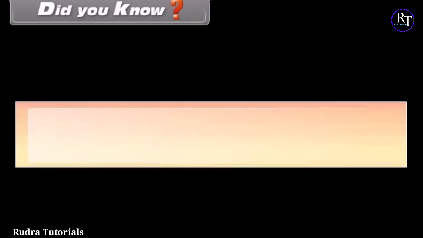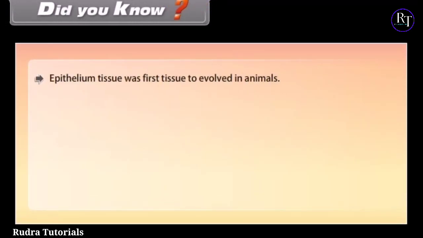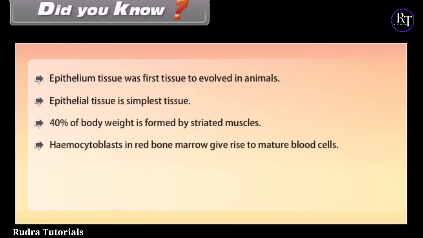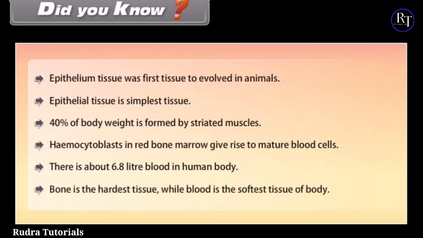Did you know? Epithelium tissue was the first tissue to evolve in animals. Epithelial tissue is simplest tissue. 40% of body weight is formed by striated muscles. Hemocytoblasts in red bone marrow give rise to mature blood cells. There is about 6.8 liter blood in human body. Bone is the hardest tissue, while blood is the softest tissue of body.